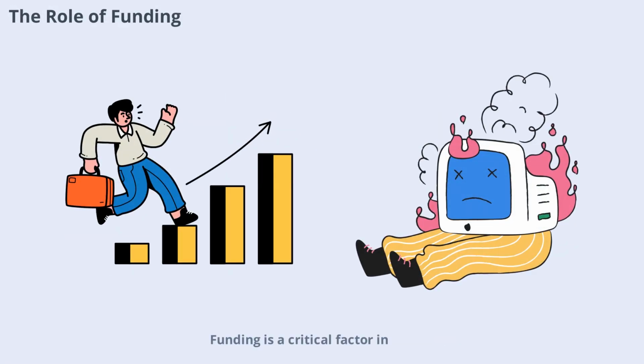Funding is a critical factor in advancing research on evolutionary algorithms in biology. Support from governments, foundations, and industry enables scientists to pursue ambitious projects, develop new technologies, and translate discoveries into real-world applications. Sustained investment is essential for maintaining momentum in this dynamic field.